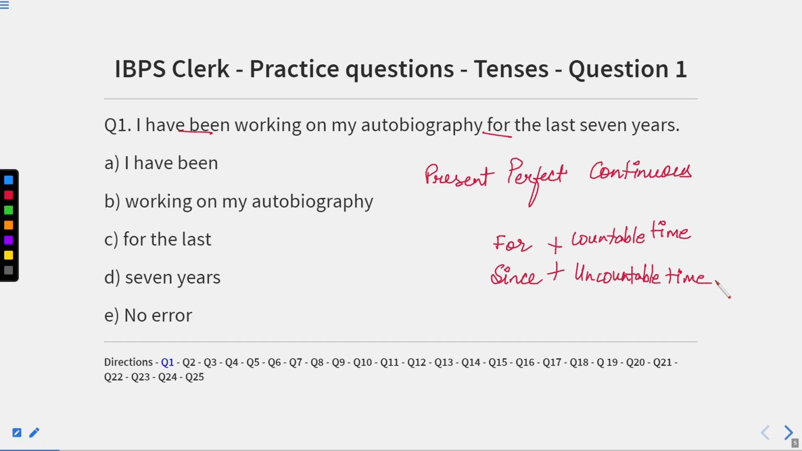Therefore that type of time is known as uncountable time and we use since with it. So here if we see this sentence, here it is written last 7 years, so we are talking about 7 years. Now these 7 years can be counted like 1 2 3 4 5 6 7, so these 7 years are countable.